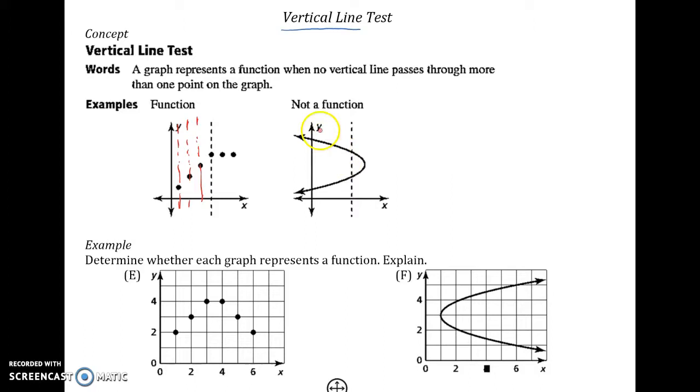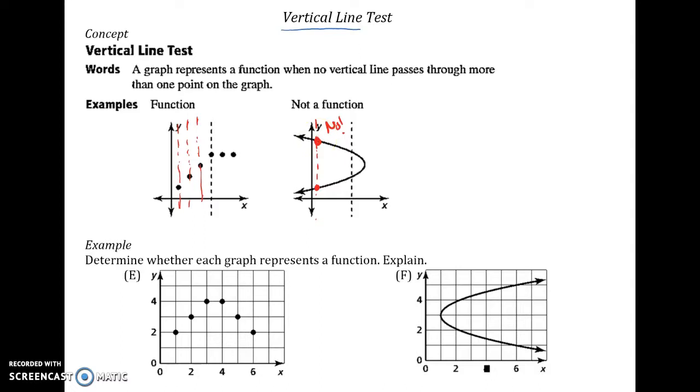Versus if you look here, if I'm, for example, going left to right again and bringing down my vertical red line, here we've got two intersections. That's not okay. That means at this one number, it could be 1 or 2 or whatever, it's got two x values. So that's why it's not a function.